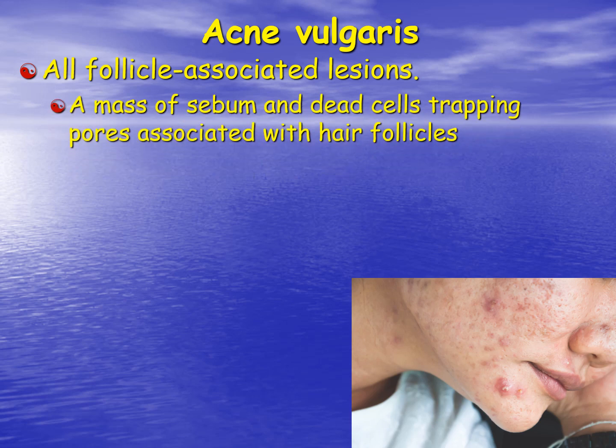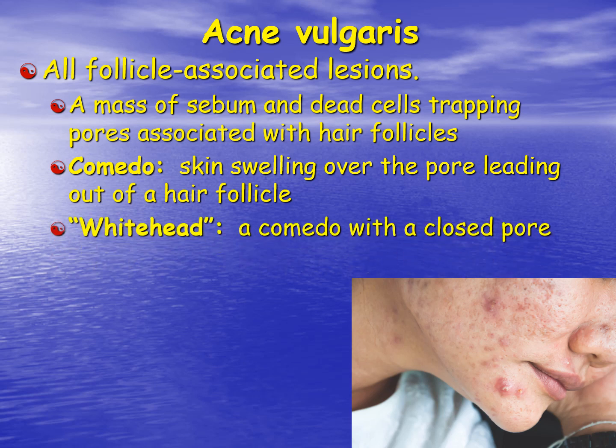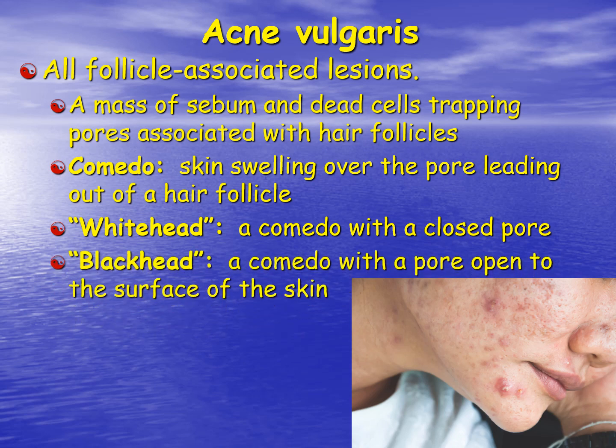A mass of sebum and dead cells are actually trapped within the follicles or the pores associated with the hair follicles. A comedo is a skin swelling over the pore leading out of the hair follicle. A white head is a comedo with a closed pore and actually will usually accumulate pus, where a black head is a comedo with a pore open to the surface of the skin and will just simply have the sebum and dead cells.